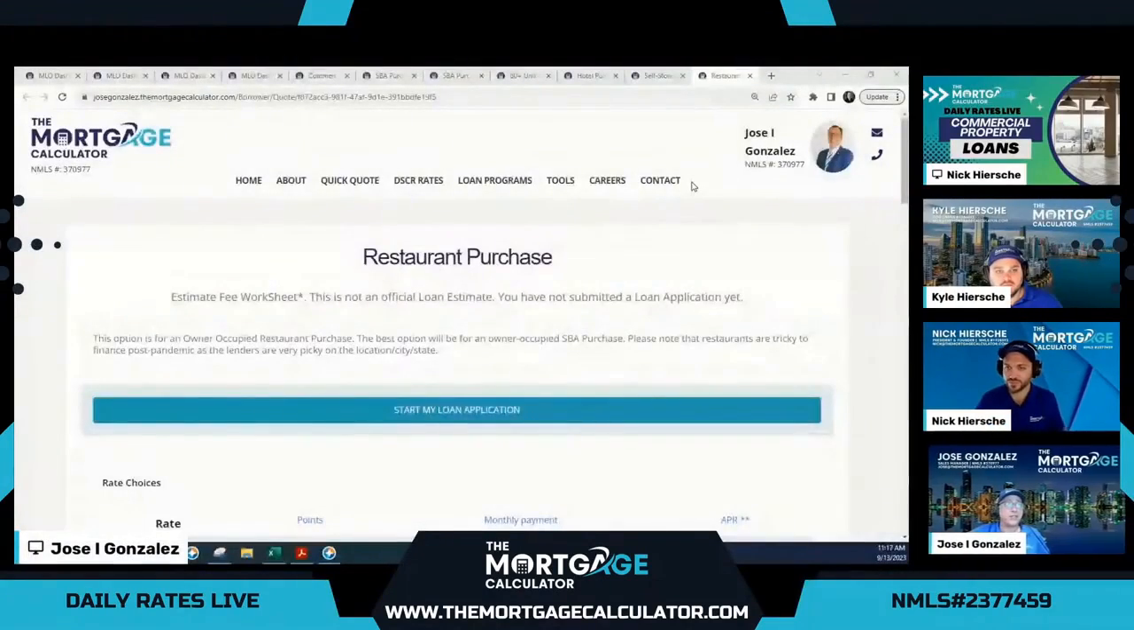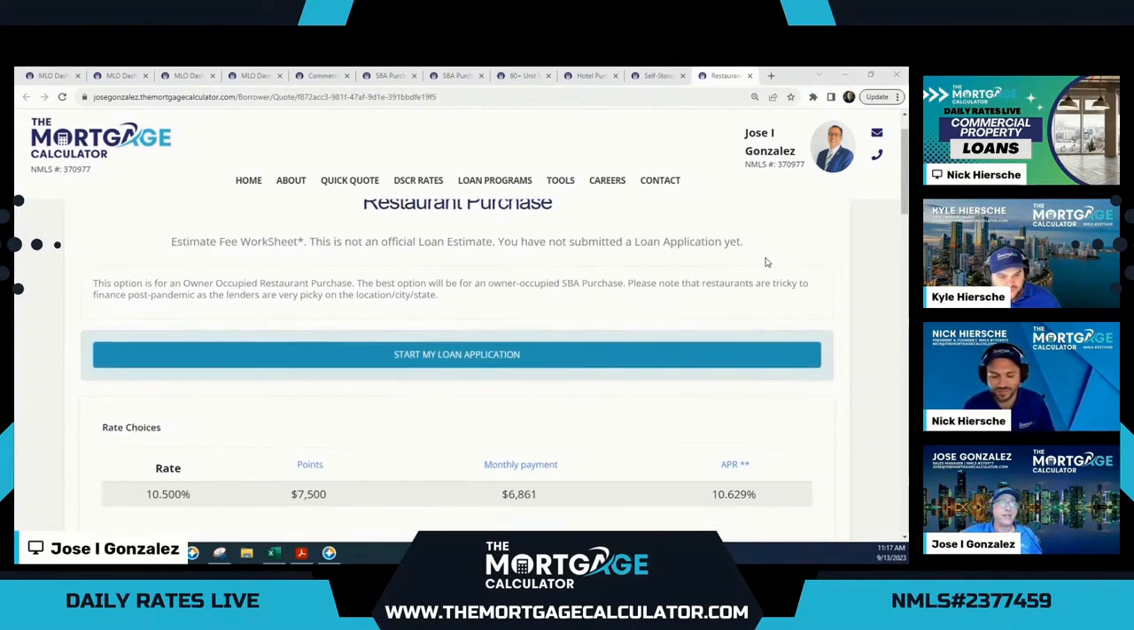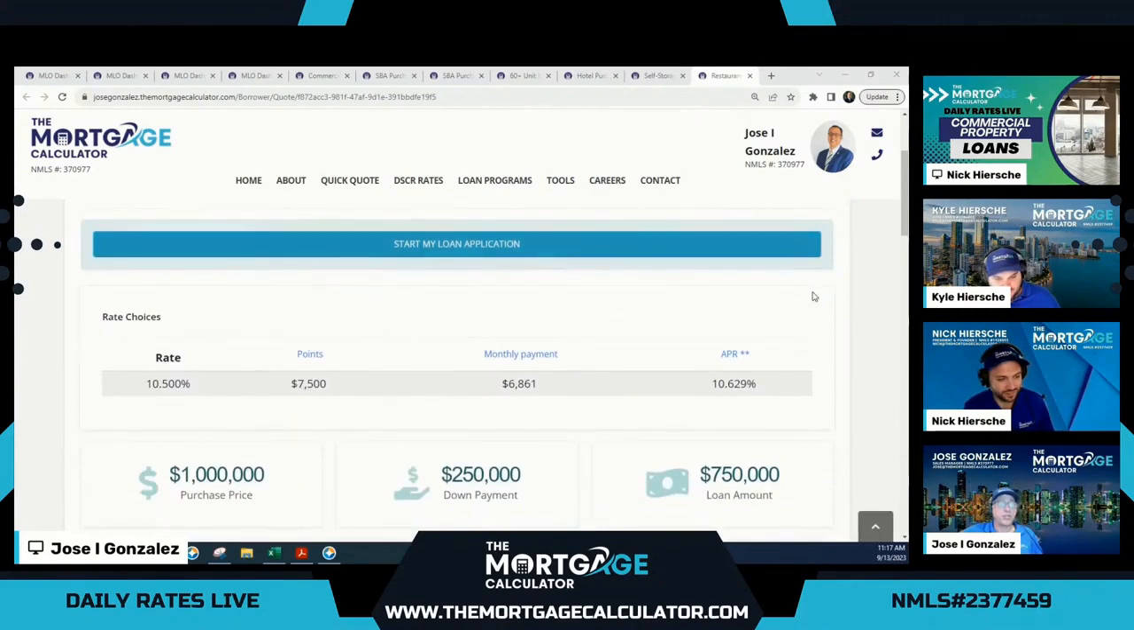So let me share the first one here with us. First one is a restaurant purchase. Now, we all know during the pandemic, this became very tricky. With restaurant options, you're really looking at either a pure investment where you're not going to occupy it, it's not going to be your business, or you're just buying the location to have somebody else run it, in which case you wouldn't be an owner occupant. So the example I have here is for someone that is not doing an SBA purchase, right?